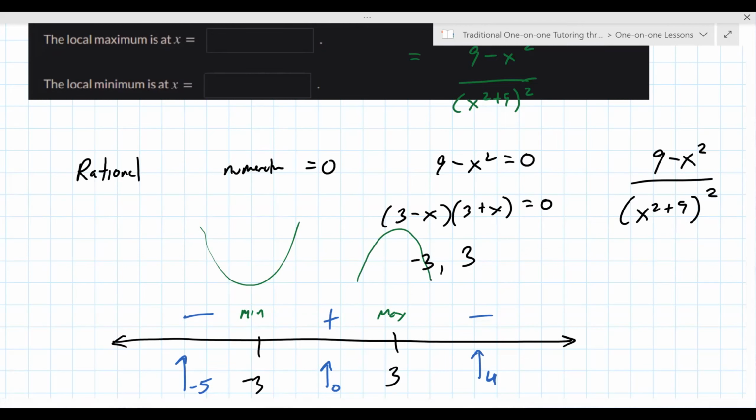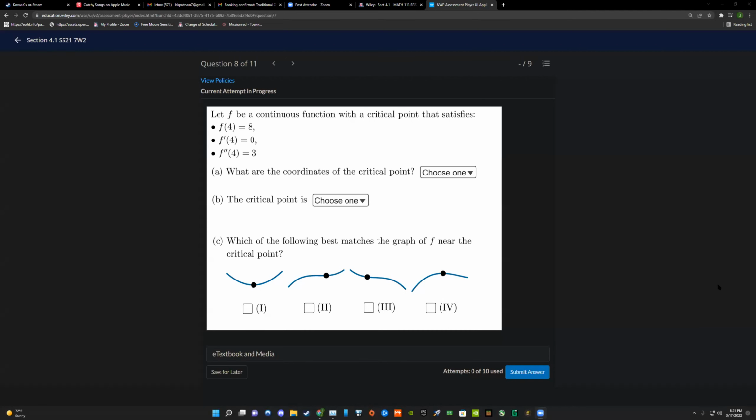Understandable. Now this one has a little extra wrinkle to it. It says, oh no, I'm sorry, this does not. Eventually it's going to ask you to calculate the y value, but we don't need it for this problem.